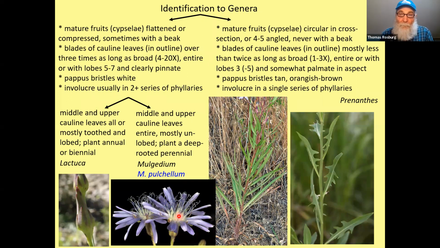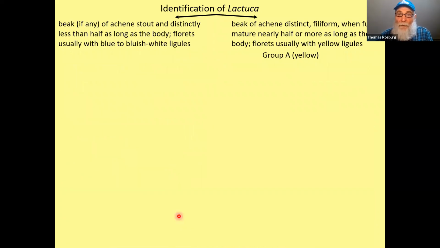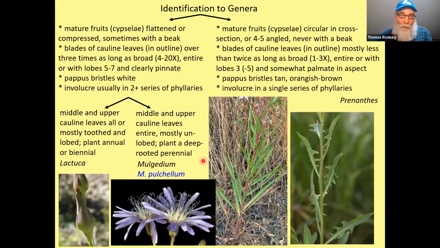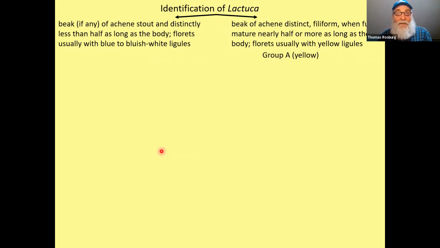Okay, so now we're going to look at the Lactuca. So let me back up. This just got us to Lactuca, separate Lactuca from Ogygium. Now we're going to look at Lactuca and separate the Lactuca into two groups. And this is basically on the basis of the color of the corollas.